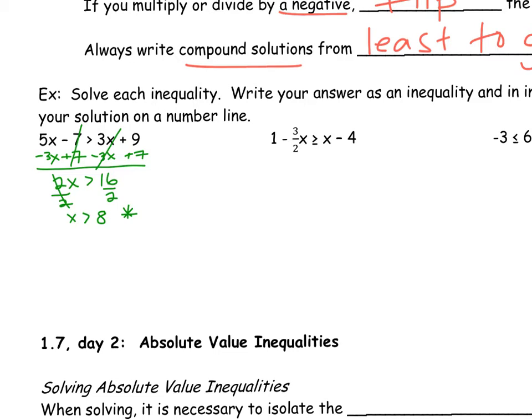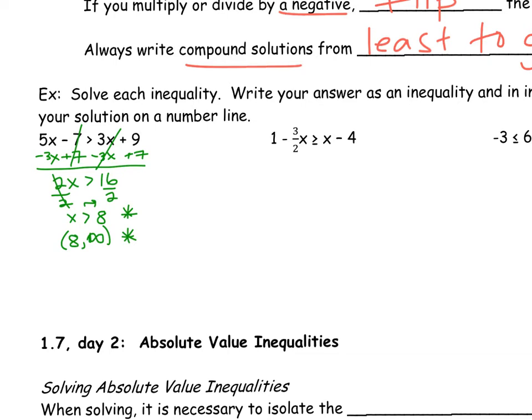Your interval answer means 8 is our boundary, and we'll use a parenthesis. Because the arrow goes to the right, it's going towards positive infinity. Make sure your 8 and your infinity look a little bit different, and there's your interval answer.